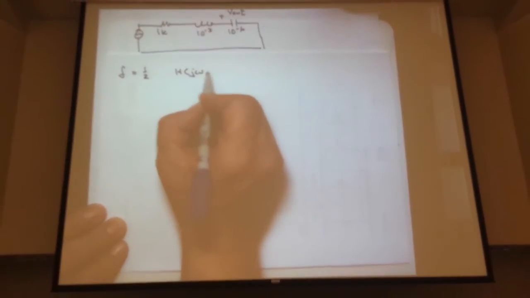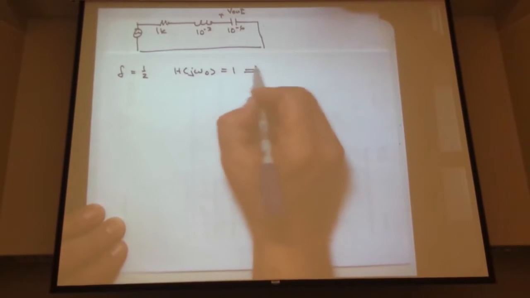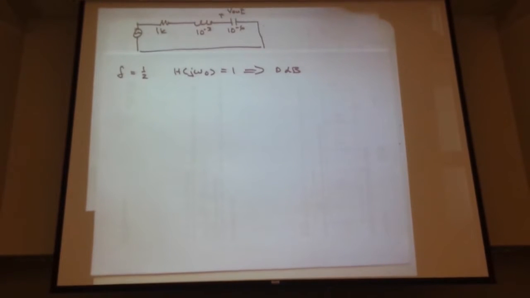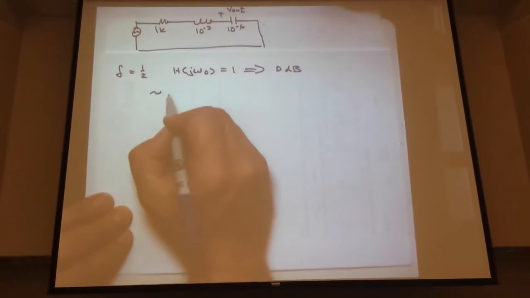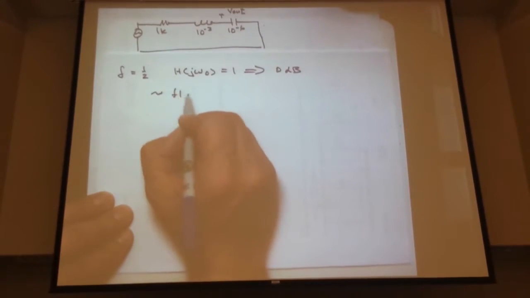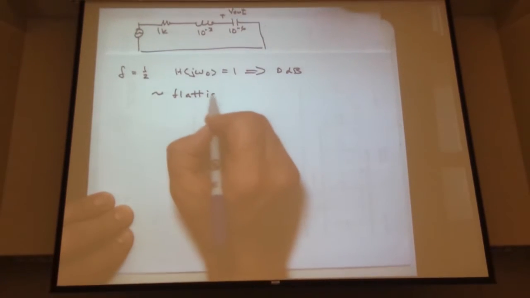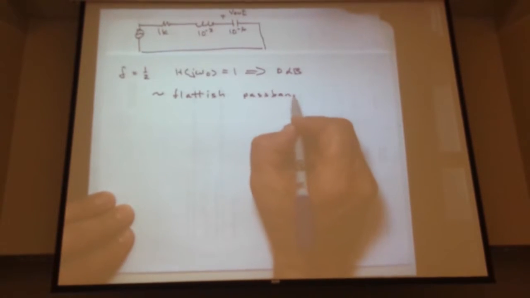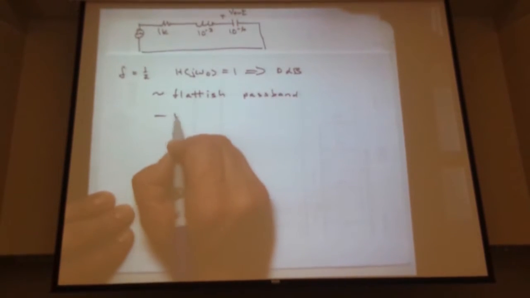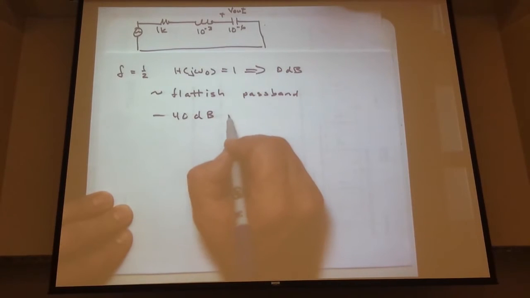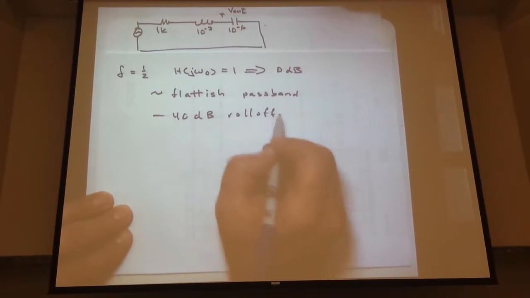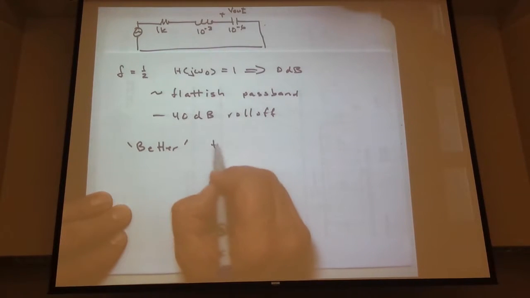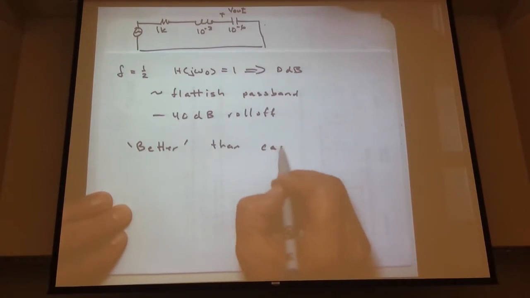H of j omega naught equals 1, which implies a 0 dB point relative to the passband. Flattish passband. 40 dB roll-off. Better. Cascaded first order.